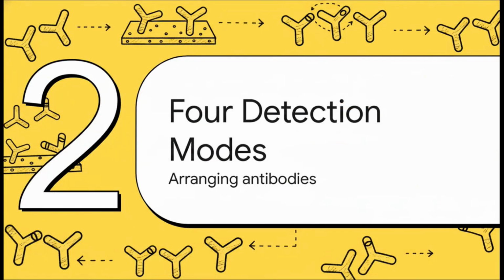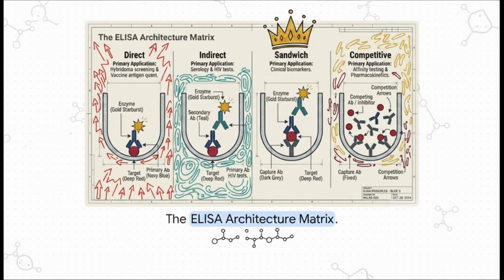Moving right along to Section 2, 4 main detection modes. Let's see how scientists arrange these antibodies. Here is the architecture matrix. Depending on what you actually need to do in the clinic or the lab, ELISA is generally set up in one of 4 specific ways. The direct method is really fast and often used for hybridoma screening. Then you have the indirect method, heavily used in serology, think HIV tests. The sandwich method is essentially the gold standard for clinical biomarkers. And finally, the competitive method, which is incredibly useful for testing pharmacokinetics and affinity.